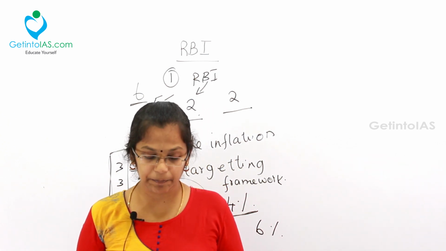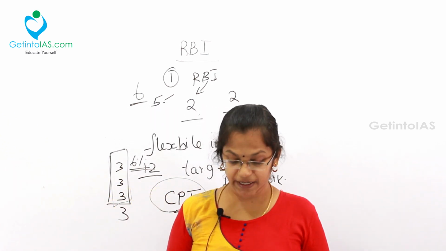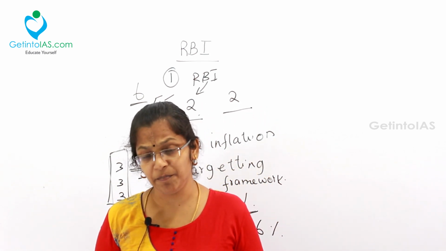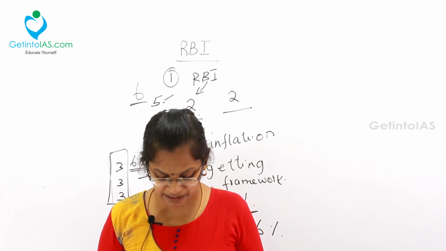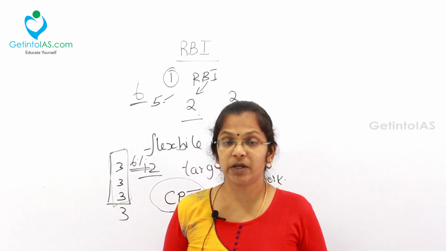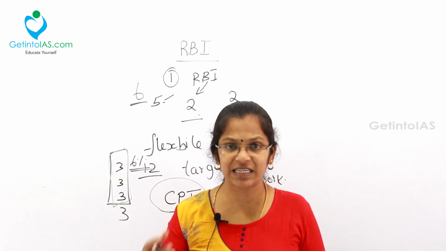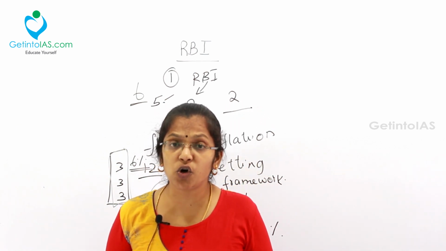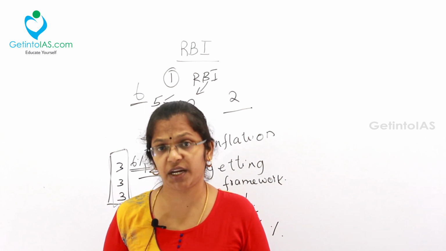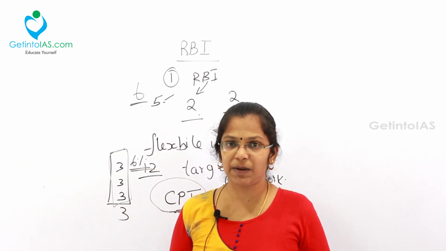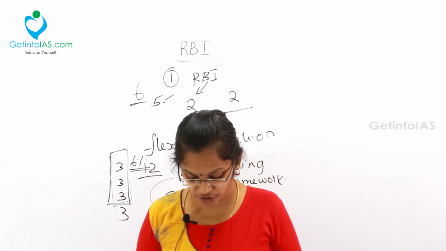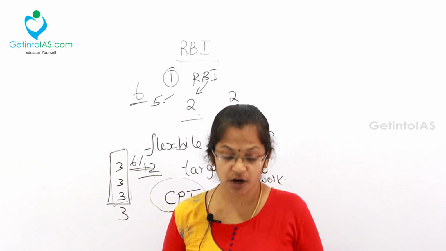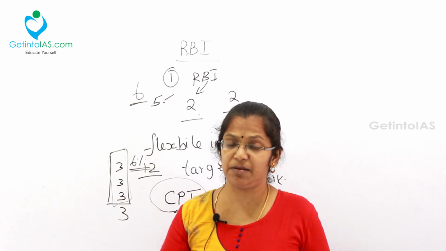Okay? See, published by RBI. There is a report, the Monetary Policy Report. Okay? The Monetary Policy Report is published by RBI. So, what does this report contain? The report explains the source of inflation. What does the report explain? The source of inflation and the forecast of inflation for the next 6 to 18 months.